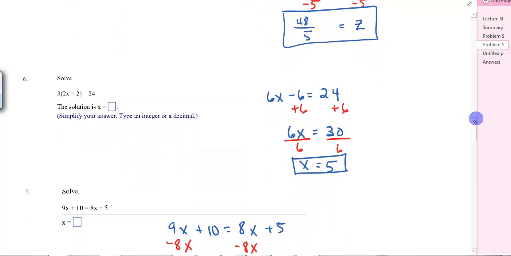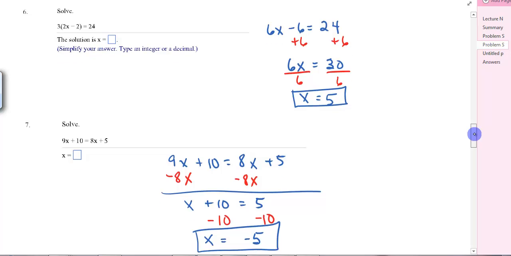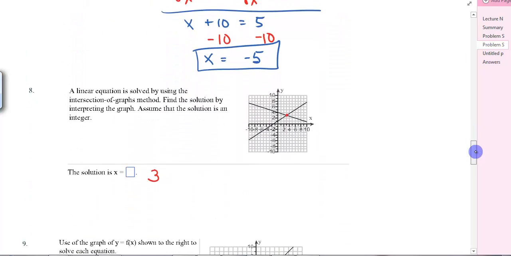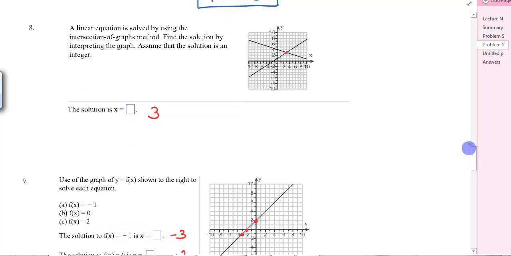Same kind of work for number 6 and number 7. Number 8, it just shows you a graph, and you've got two linear equations, and you're supposed to find the intersection. And so you're just interpreting the graph, and this is over at x equals 3 and up at 3. So this is 3 comma 3, that point, and the solution is just the x value, so it is x equals 3.